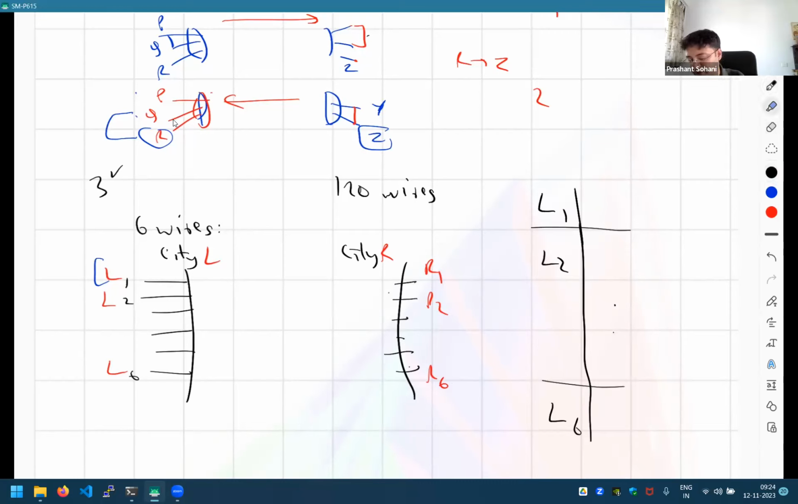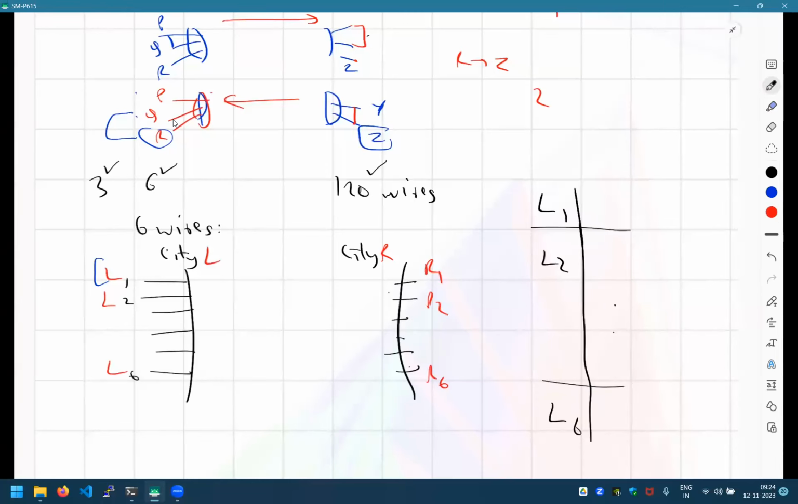Earlier we did the problem of three wires, correct? So we did the problem of three wires. Now we are doing the problem of six wires. Finally, we have to do the problem of 120 wires. Okay. These are actually very nice numbers, all of them. What is so nice about these numbers?